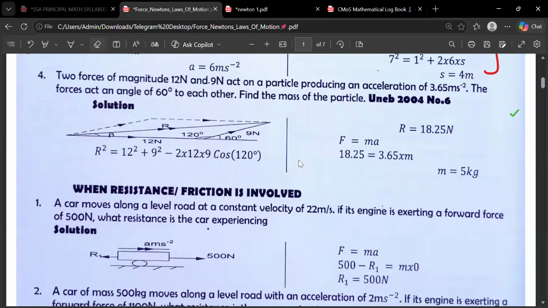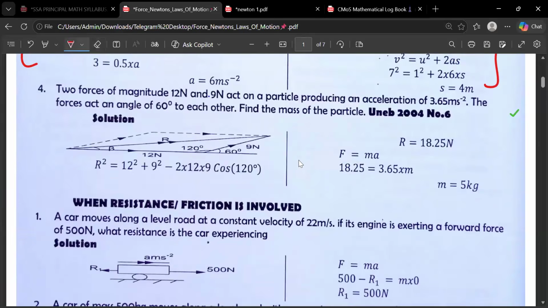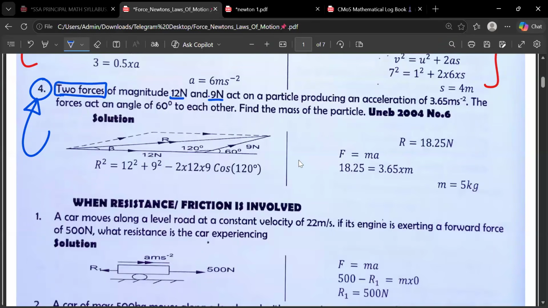Okay, now we go to question 4. Question 4. Now this one is a bit serious. They are saying 2 forces. Leave alone the questions we have been doing, where they have always provided the resultant force. This time round, they have not provided the resultant force, they have provided 2 forces. One is of magnitude 12, the other is of magnitude 9. They are acting on a particle.